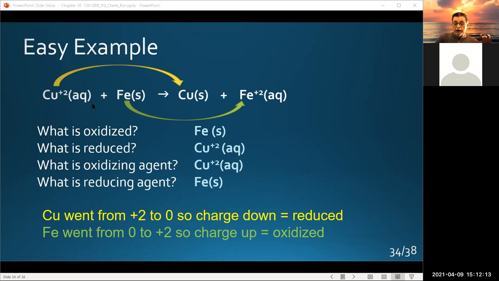So to rehash, copper 2 goes from a copper 2 state to a 0 state. Iron goes from a 0 state to a +2 state. So therefore, iron is oxidized, copper 2 is reduced, which makes copper 2 the oxidizing agent, and iron solid is the reducing agent. Okay.